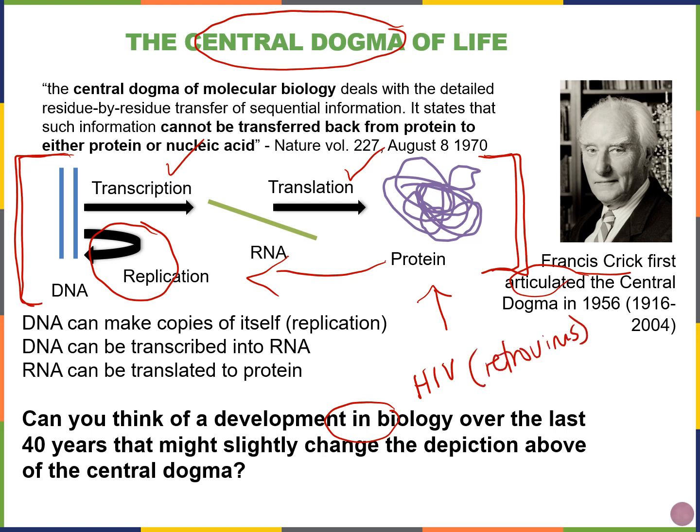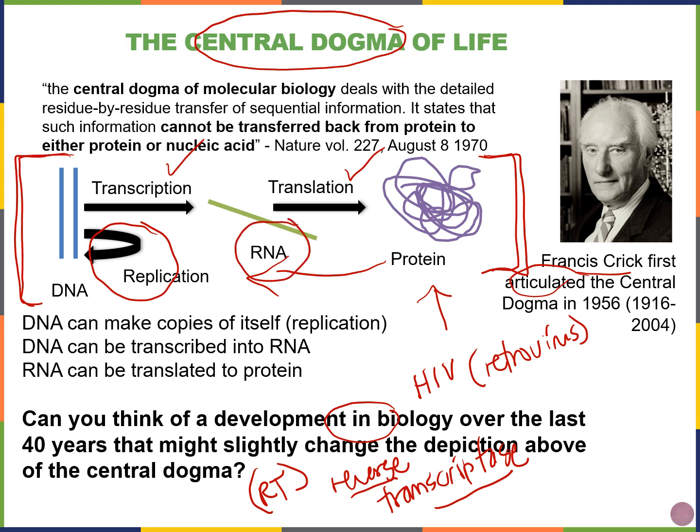retroviruses. Interestingly, these retroviruses contain an enzyme called reverse transcriptase. I'll abbreviate it RT for short. It does what it sounds like, the reverse of transcription. So these viruses, they have this enzyme, and they can take RNA and go backwards, turn RNA into DNA. And that's actually what HIV does.